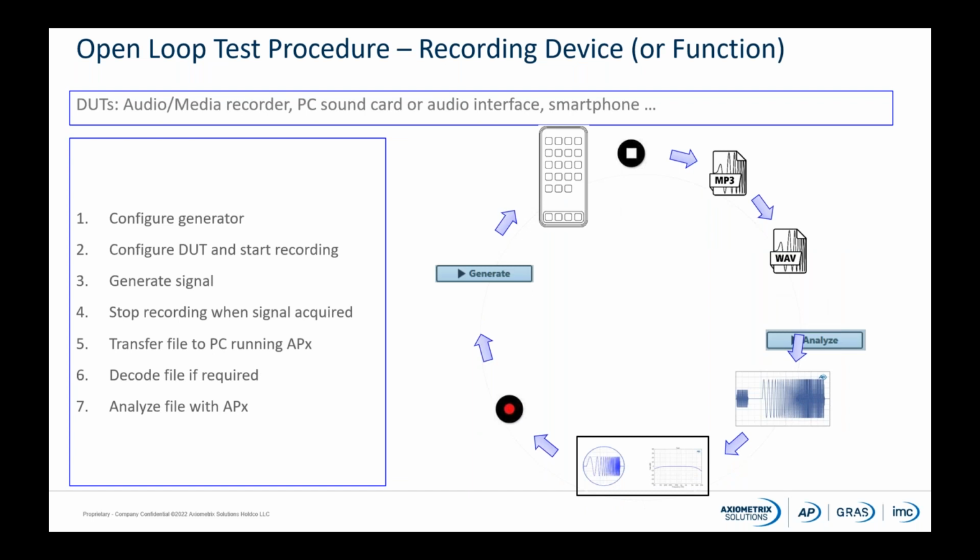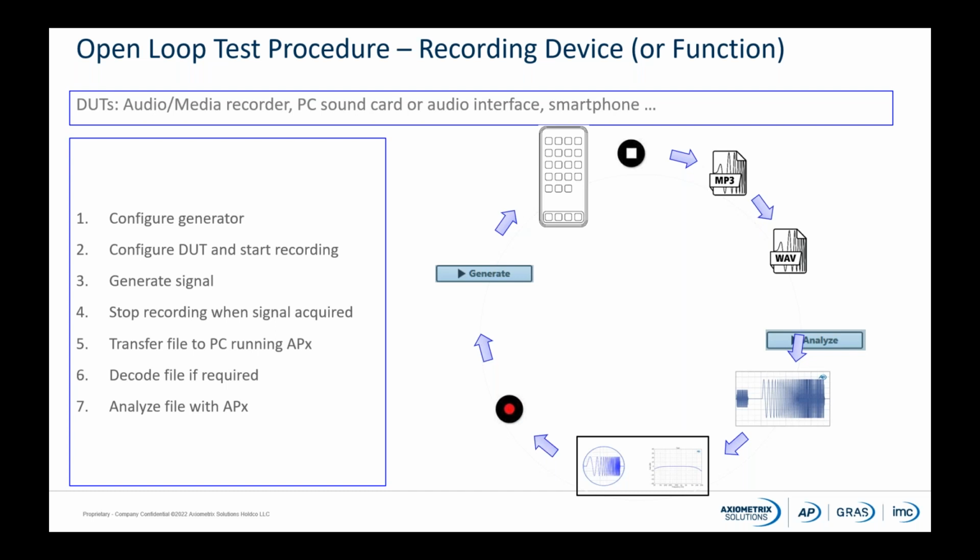Here we see an outline for the record-only device in greater detail. The procedure here is as follows. Step 1 is to configure the generator for the desired stimulus signal. Step 2, we configure the recorded device and start recording. Step 3, we generate the signal. Step 4, stop the recording once the signal has been recorded.